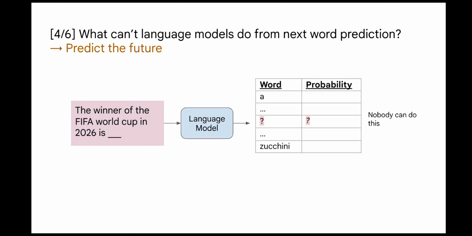Language models also are probably bad at predicting the future. An example is like, the winner of the FIFA World Cup in 2026 is... And I guess it's natural that the language model will be bad at this. I don't think anyone can do this super well.